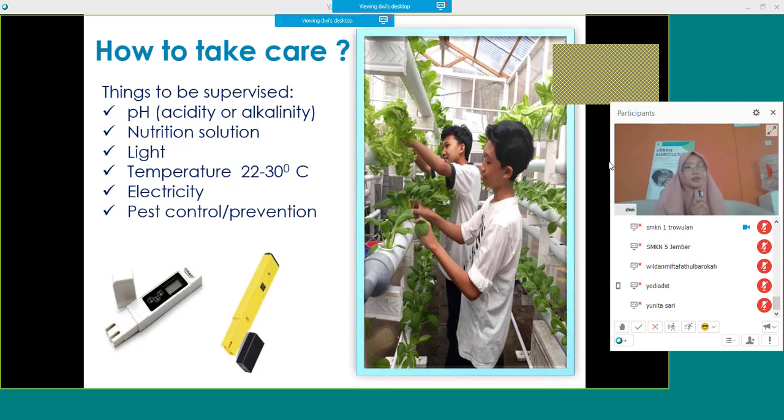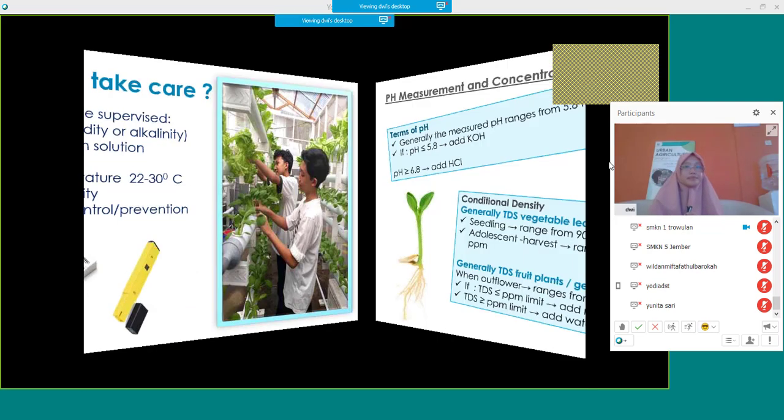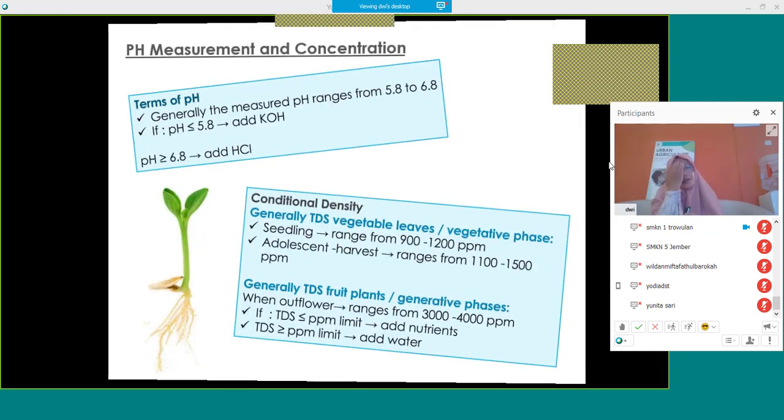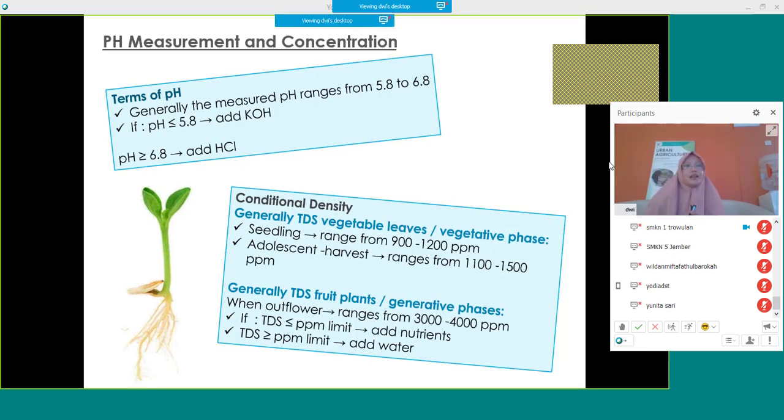And then the temperature is about 22 until 30 degrees Celsius, the providing of electricity, and also pest control, or prevention of the pests and disease. For pH measurement and also the concentration of nutrient solution, we have to give attention to those factors.